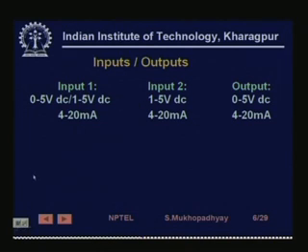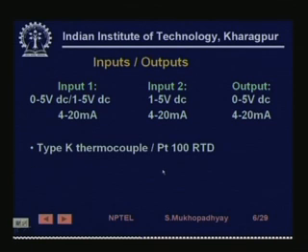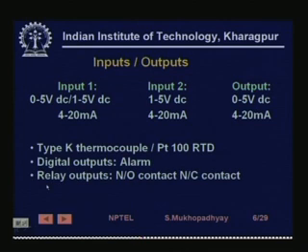And similarly, it can directly take type K thermocouple or PT100 RTDs. It can give digital alarm outputs, or it can also give relay outputs in the form of NO and NC contacts. And all these that you have are actually configurable. You can view the configuration, you can change the configuration and set the controller. So, this is a typical industrial PID controller.